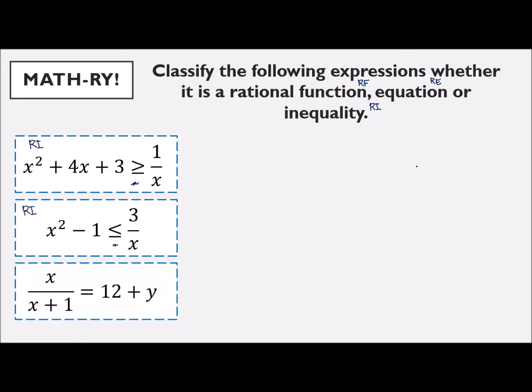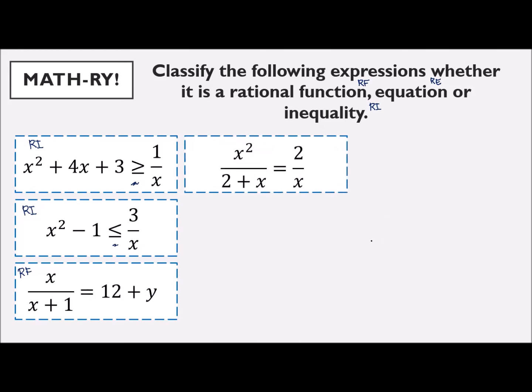Third one, x over x plus 1 is equal to 12 plus y. May equal sign tayo. So ibig sabihin, hindi na siya rational inequality. But take note of the variables being used. We have x and we have y. So it only means we will have an input and we will have an output. So it only means that this one is a rational function.